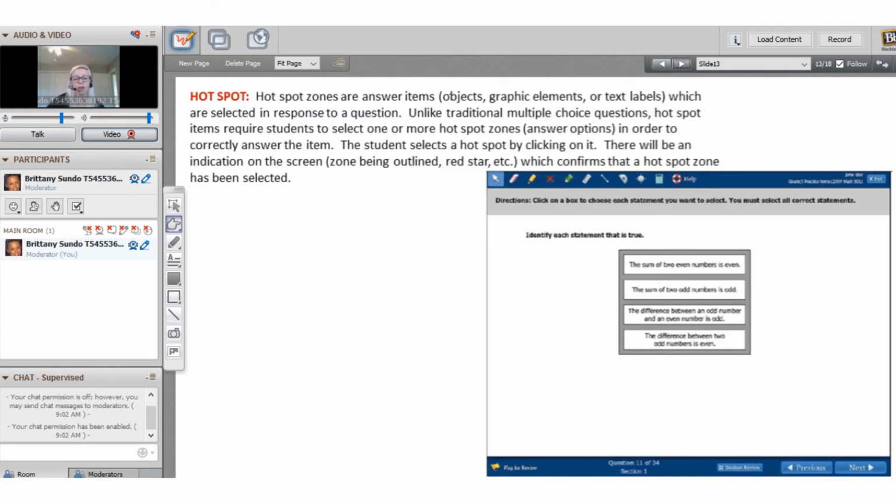Okay. We also have hotspot questions. This is where you will be asked to select more than one answer. Okay, so it's unlike your traditional multiple choice question in that you are required to answer with more than one answer option to correctly answer the item. You'll click on a hotspot or answer choice by just clicking on it with your pointer. Okay, and then there will be an indication on the screen. So it will either be outlined or have a red star. Something will indicate that you selected it. And then you select all of the ones that you think are the correct answer. So that is what we call hotspot.